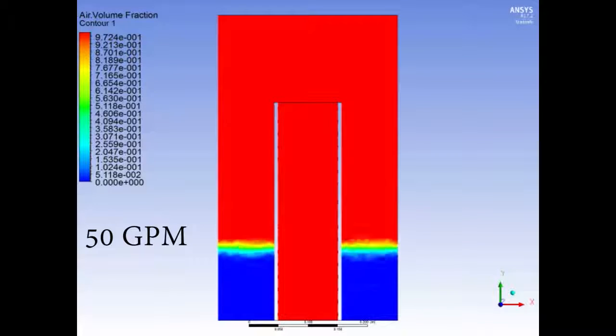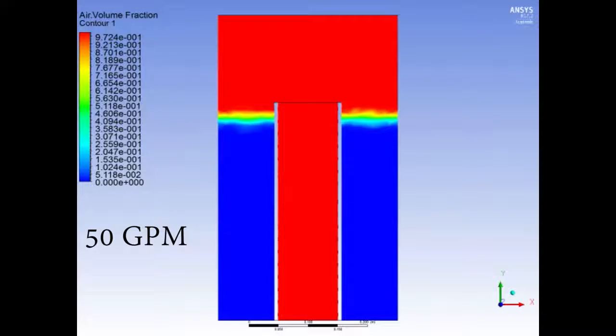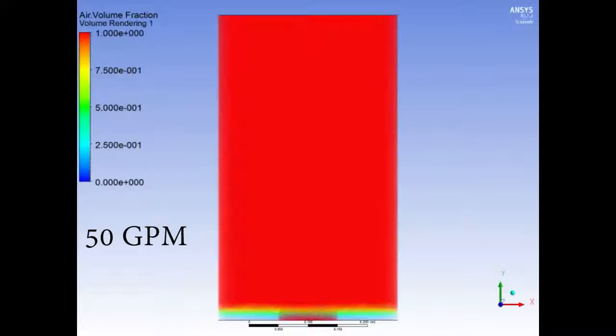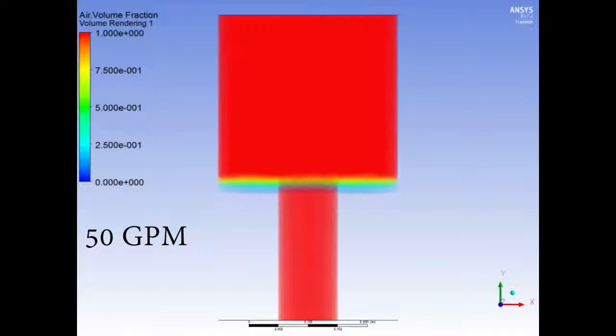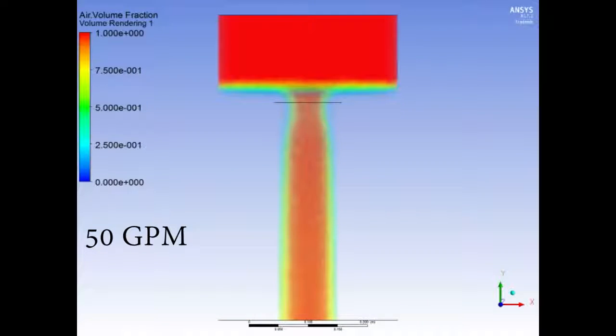Results. Most of the results are presented as animations of the contour of the air volume fraction, where red is air and blue is water. Starting with 50 gallons per minute, the flow goes over nicely. Next, I use the volumetric render to display some more detail about the flow within the pipe.